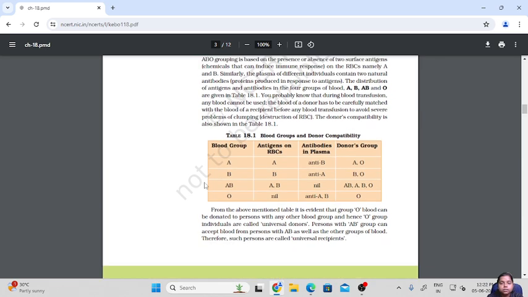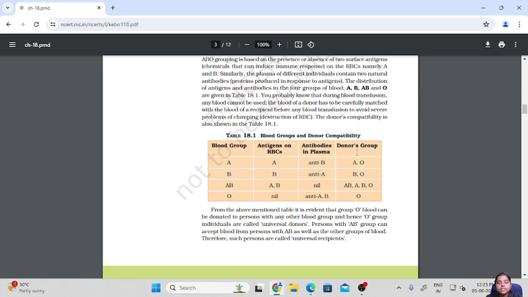Here the antigens on RBC present on the particular group are given. On A, the antigen that is present is A. On blood group B, the antigen which is present is B. On AB, the antigens present are A and B. On O, there are no antigens. Antibodies in the plasma: in blood group A, there are antibodies B. On blood group B, antibodies A are present. On AB there are no antibodies. On O there are antibodies A and B.